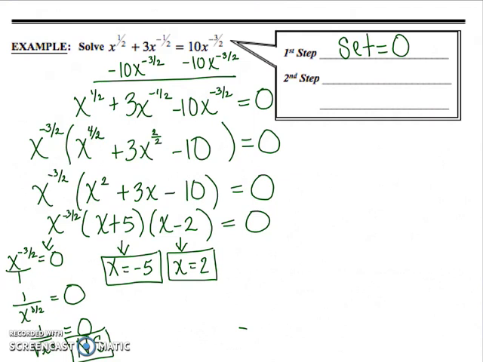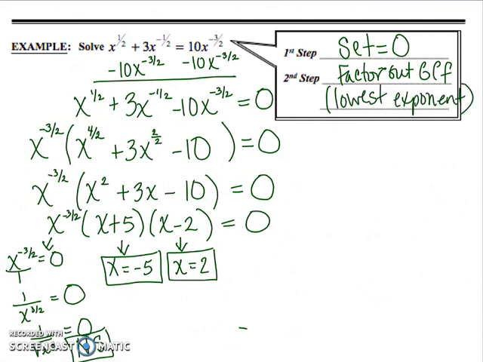Keep in mind that a fraction is equal to 0 when its numerator is equal to 0. The numerator in this fraction is a 1. It will always be a 1. So this fraction can never equal 0. That's why this monomial expression gives us no solution. Second step, sorry I forgot to fill that out here. We are going to factor out our GCF, which is what we did. And in the case of this problem, it was our lowest exponent.